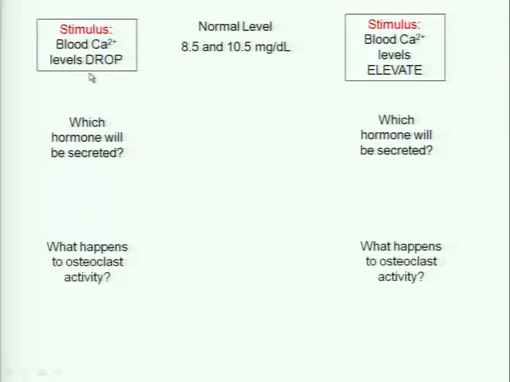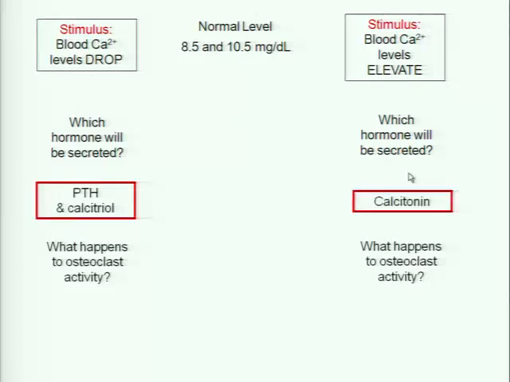Okay, blood calcium drops. Which hormones out of the antagonistic ones, either calcitonin or PTH, which one is going to be secreted for your levels are low? That's PTH. Obviously, if they're high, calcitonin. That's a little calcitriol. Okay, what happens in this case? So you release PTH, it's out there. What happens now to osteoclast activity? Increases. Right.